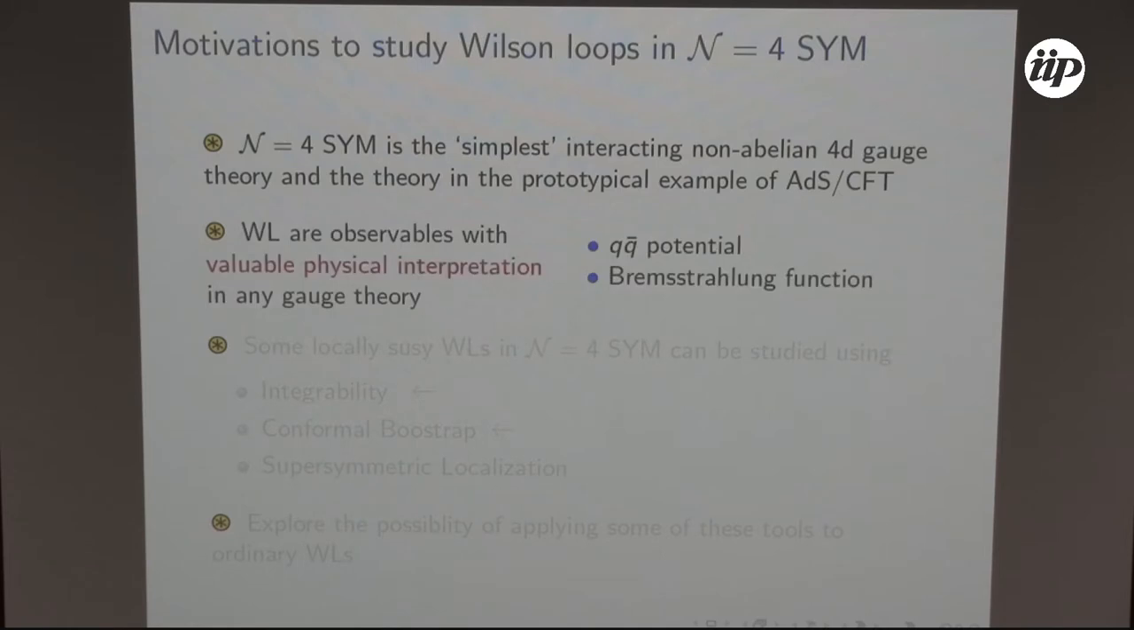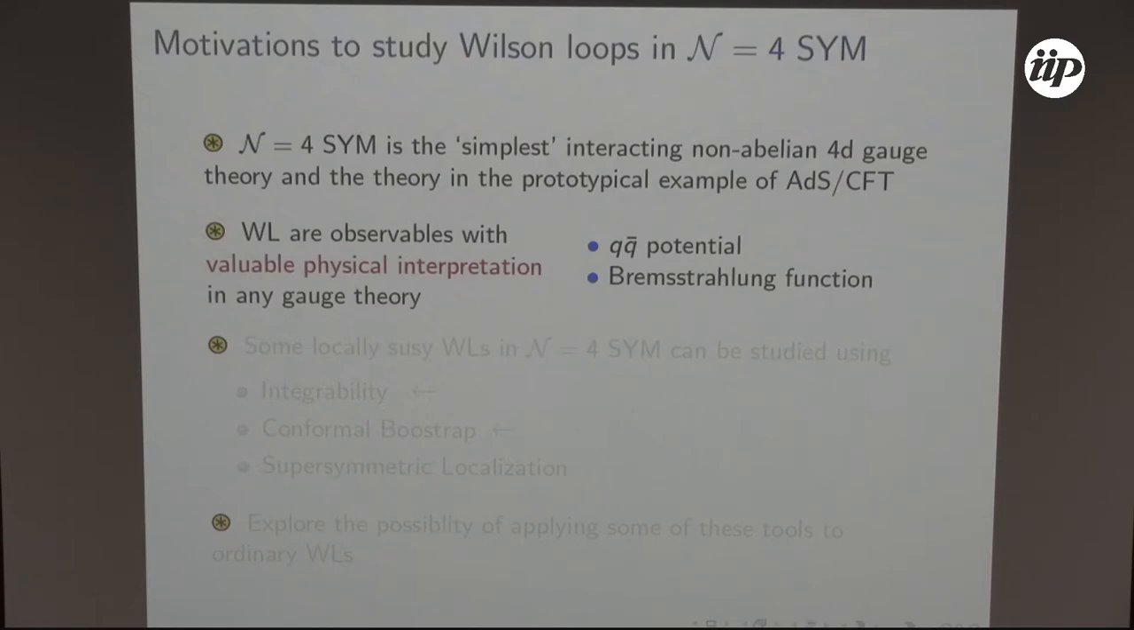Then Wilson loops, not only in N=4, but in any gauge theory, are very important observables because they can be provided with a neat physical interpretation. For instance, by computing the expectation value of Wilson loops, you can extract the quark anti-quark potential of the gauge theory, or even the Bremsstrahlung function. The Bremsstrahlung function is a coefficient that calibrates the energy radiated by accelerated charges in the gauge theory.